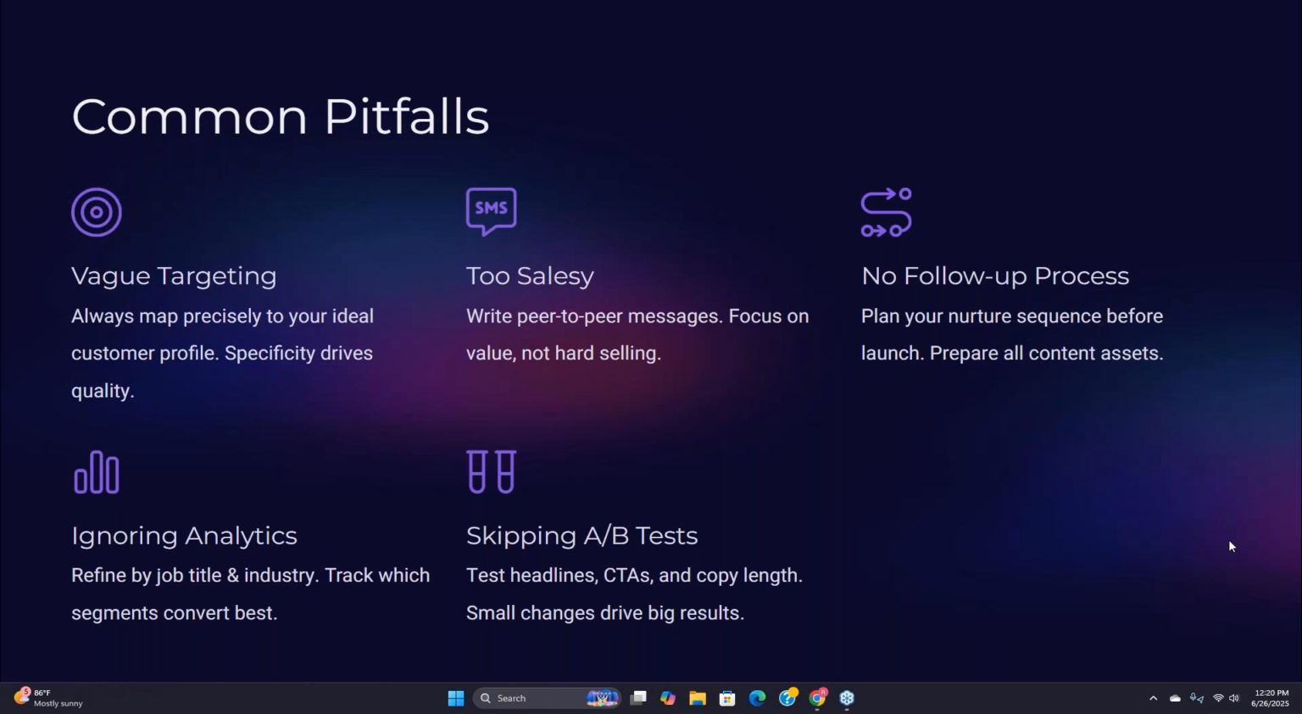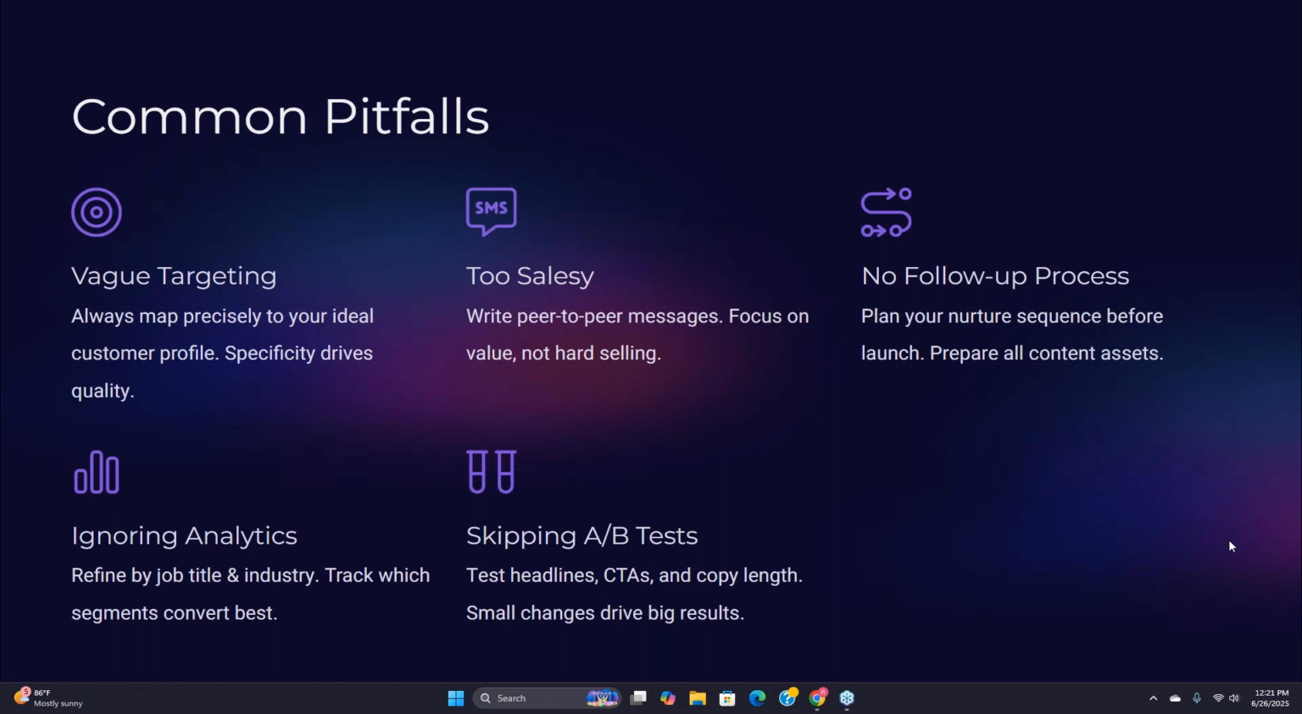Ignoring analytics. This is something else. Sometimes companies will launch campaigns. They think they have their targeting dialed in. They don't really look at their analytics other than to look at, this is our cost per lead, this is our CTR, etc. You need to dive deeper.